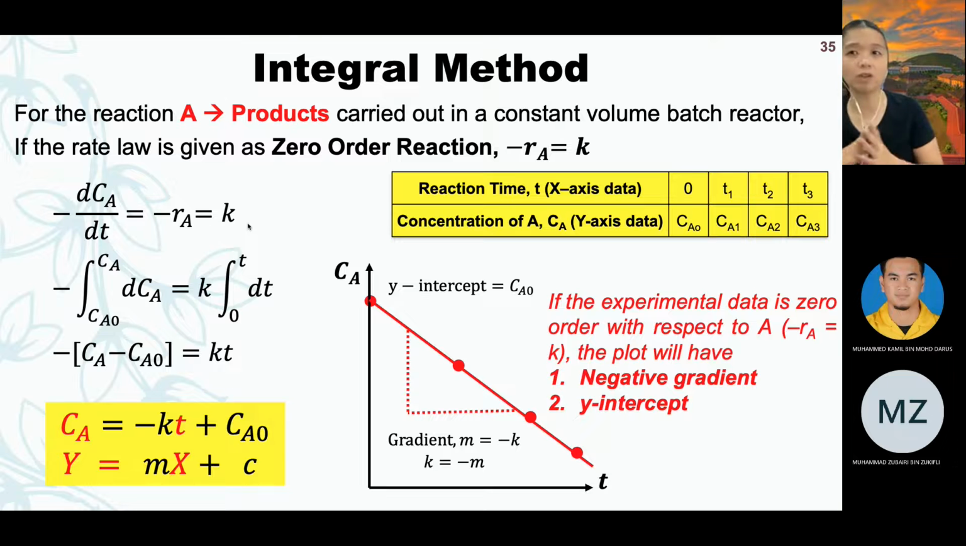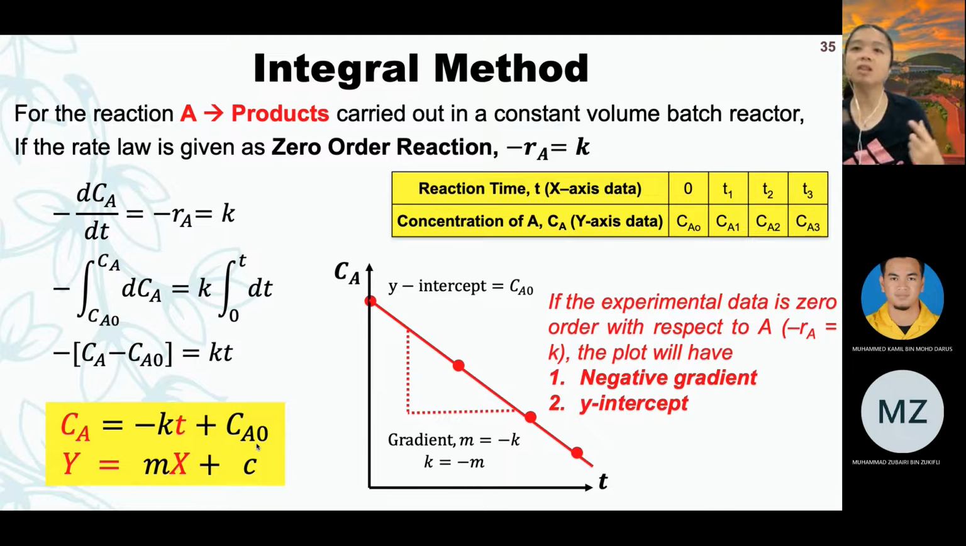Dan macam mana kita nak plot graph pada equation dia. So when you linearize, you will get in the form of zero order: CA equals to minus KT plus CA naught. So again, masalah dia macam nak tahu mana satu data pak CY, data pak CX.